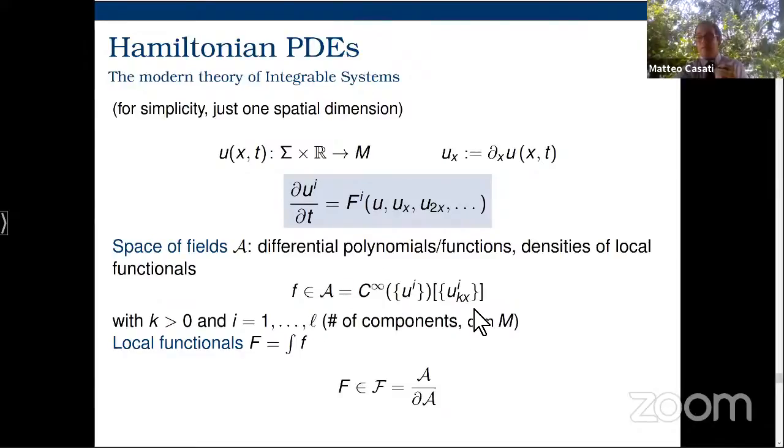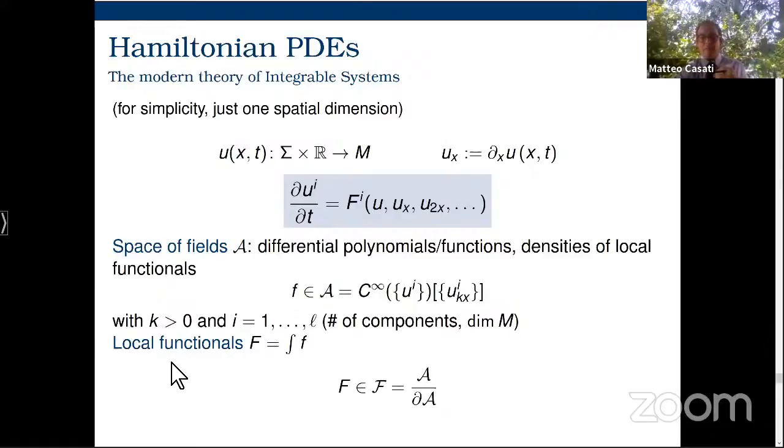Of course, here we forget that u and the derivatives of u are actual functions themselves, so we just regard them as symbols. And out of these densities of local functions, out of this differential function, we construct the space of local functionals.